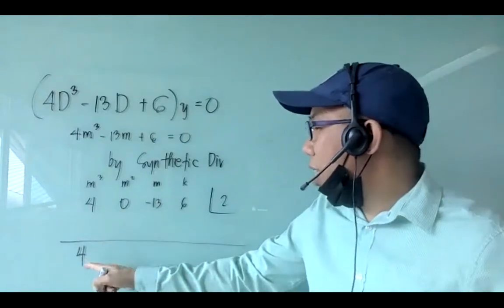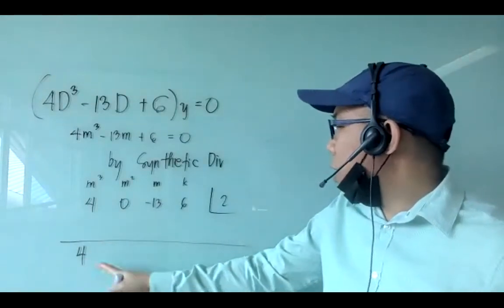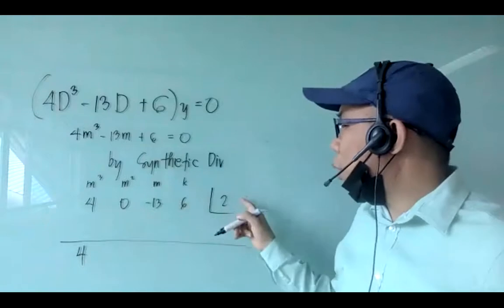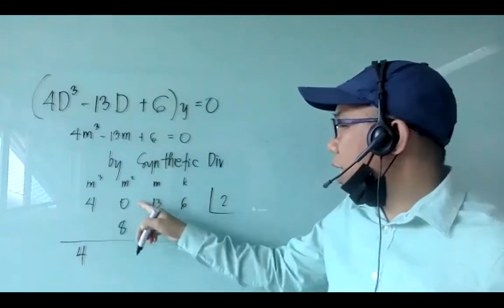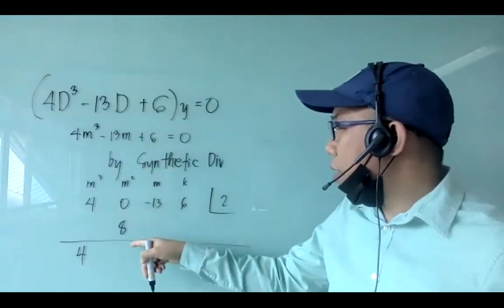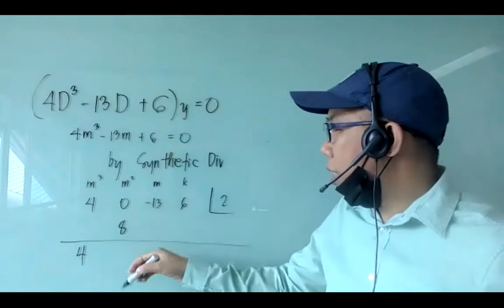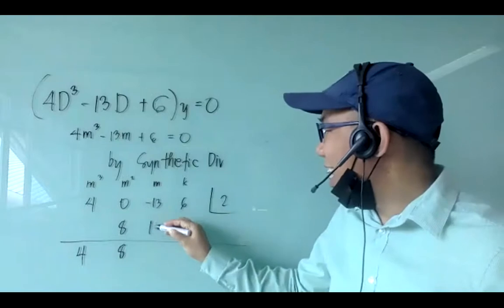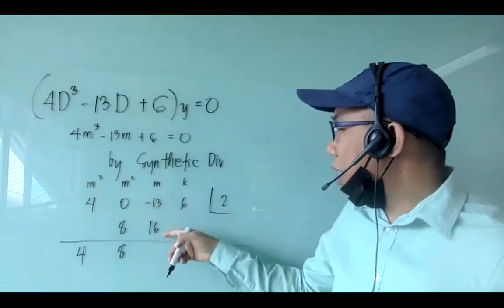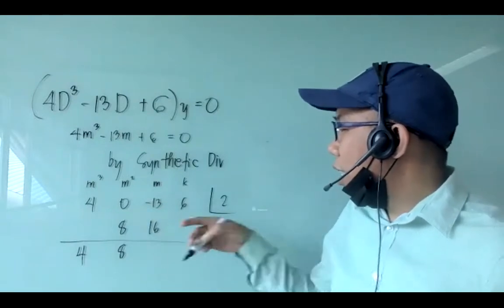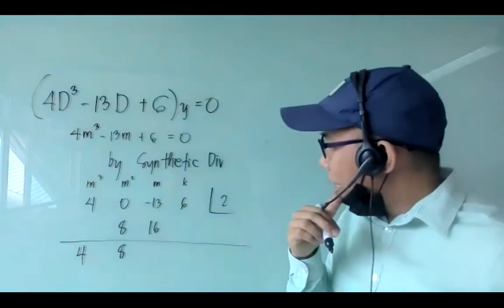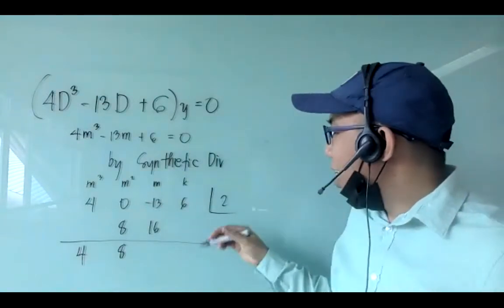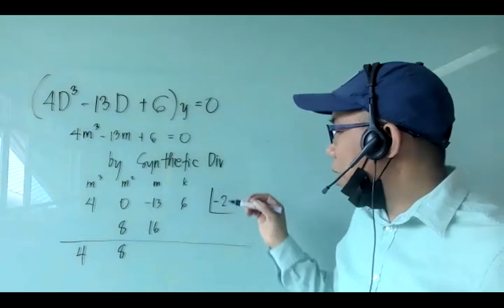Tama ba? And then, we multiply. 4 times 2, so 8. And then, bring down, 0 plus 8. 8 times 2, 16. Negative 13 plus 16, that is. So, kailangan negative 2 pala, no? Nakikita ko na siya. So, negative 2.